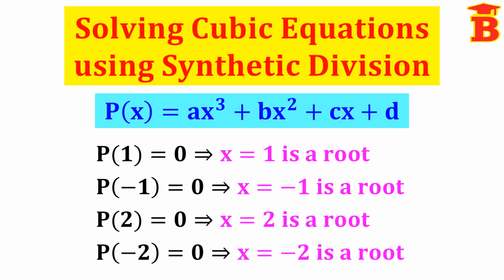To find the first root, we use this trial and error method. After that, we get a quadratic equation, and solving the quadratic equation, we can get 2 more roots. So totally we must get 3 roots.